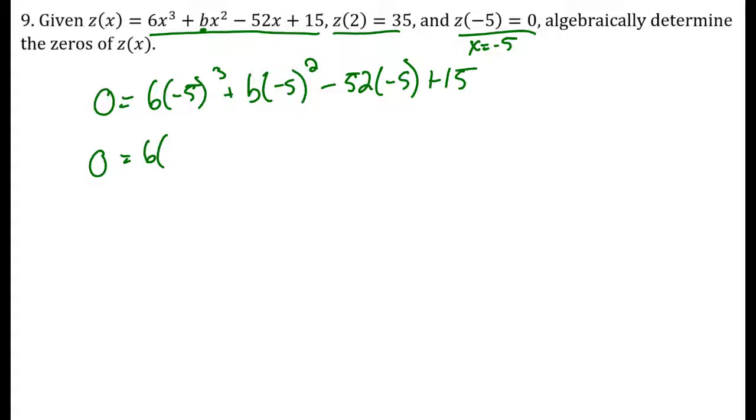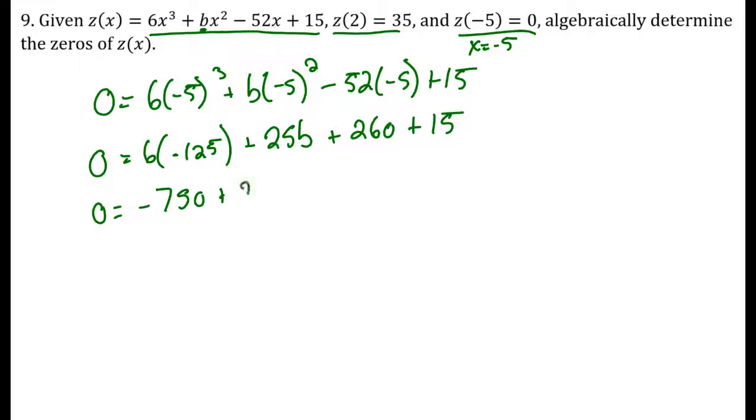So I have 6 times negative 125 plus 25 squared, negative 5 squared is 25, so plus 25b plus 260 plus 15. 0 equals negative 600, negative 750 plus 25b plus 275. So when I add those together, I get 0 equals minus 475.